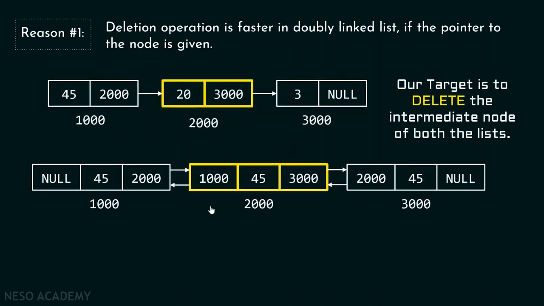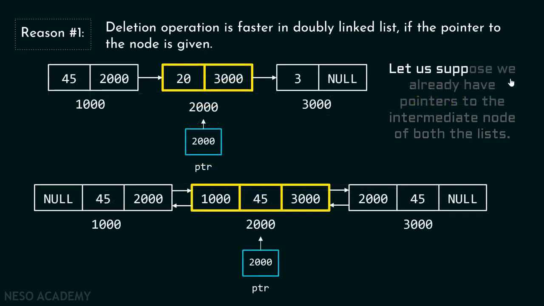Let us consider these two lists. One is a singly linked list and the other one is a doubly linked list. Our target is to delete the intermediate node of both the lists. These two nodes we want to delete, okay? Let us suppose we already have pointers to the intermediate node of both the lists. Let us consider these two pointers, PTR, which are pointing to the intermediate node of both the lists. Okay, and our target is to delete the intermediate node of both the lists.